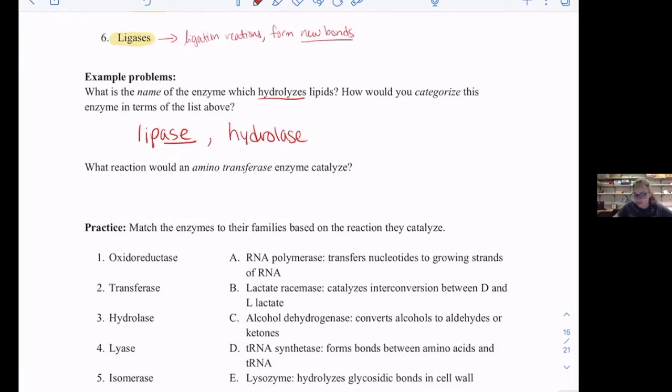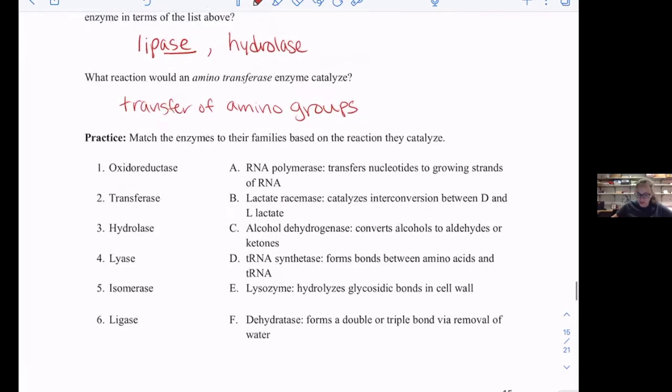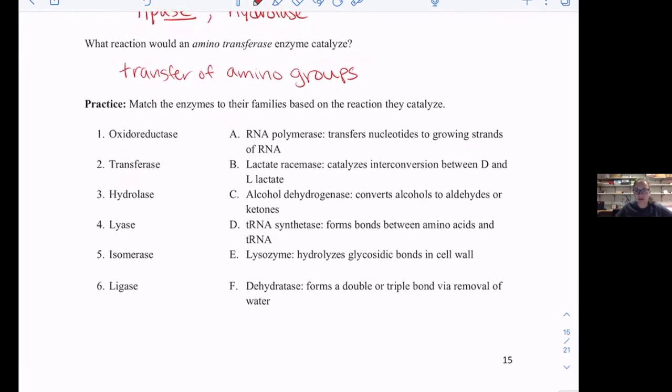What reaction would an aminotransferase enzyme catalyze? So a transferase is transferring one group to another. And then amino is describing what kind of group is being transferred. So I would say that it's a transfer of amino groups. Okay, and then the last one, this is a practice one. So I think you guys could try these on your own and see what you come up with, and then go through the answers with me as well. So I'm going to go through A, B, C, D, E, F, and then match to the names there.